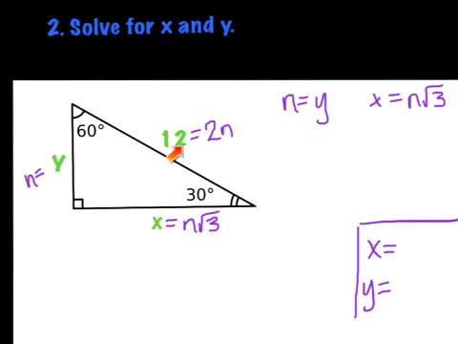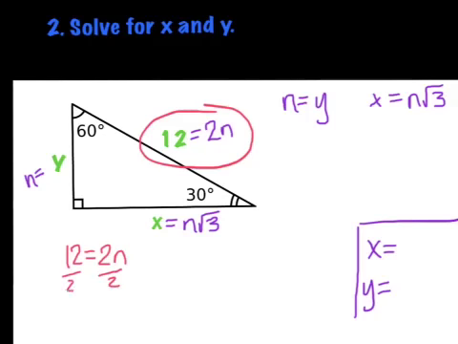So let's look at what we do have. We know that 12 equals 2 times n. So can we solve that off to the side and figure out what n equals? So I'm going to take this and solve for n. 12 equals 2n. Divide by 2. And we get that n equals 6.